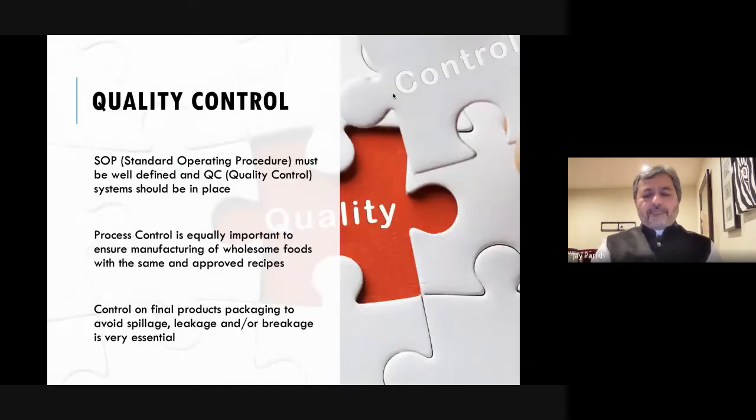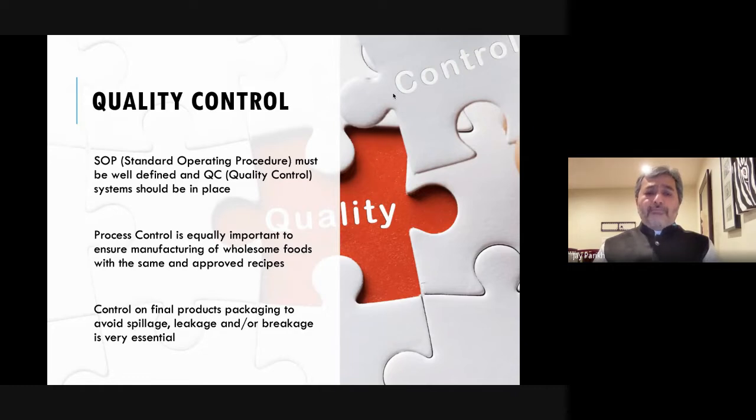Next slide, please. Quality control, yes. And I'm sure that all of you are into business for such a long time, so you definitely follow certain quality control standards, and you have SOPs in place and well-defined QCs in place. So that should be there as far as export to US is concerned.